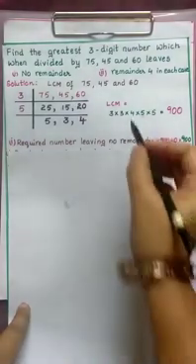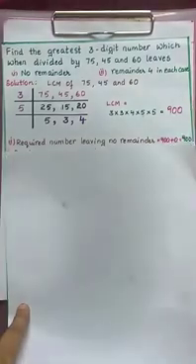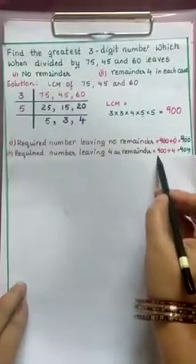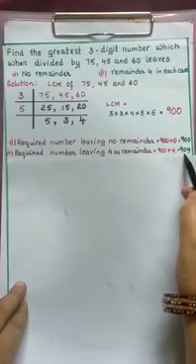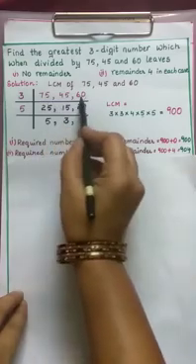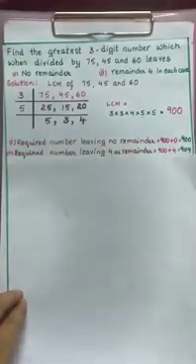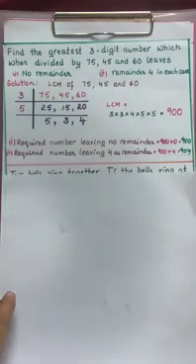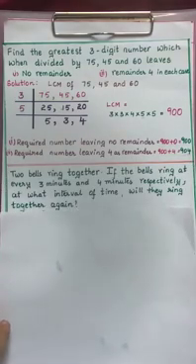Now the second one, remainder 4 in each case. So what is the required number leaving 4 as remainder? 900 plus 4, which is 904. If you divide 904 by each of these numbers, you will get 4 as a remainder in each case. You can check by actual division. Now come to the next problem here.